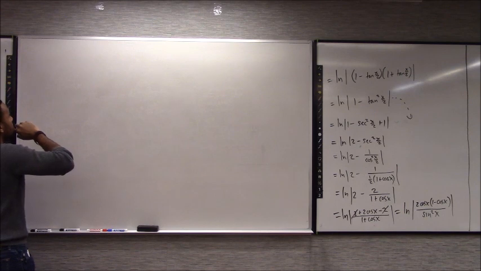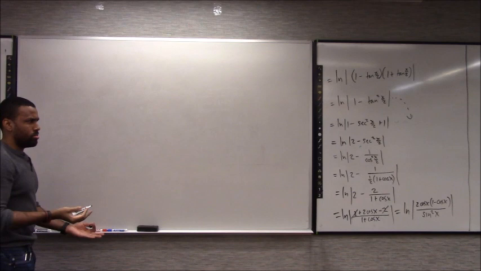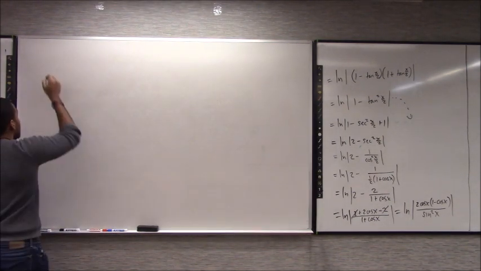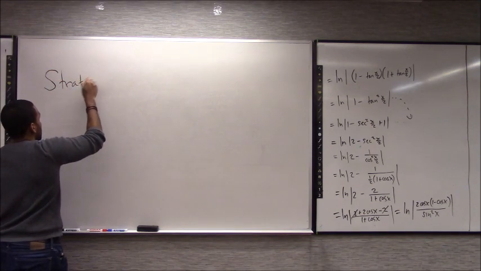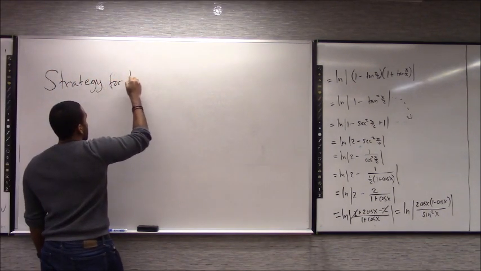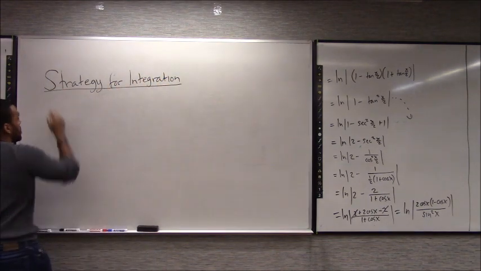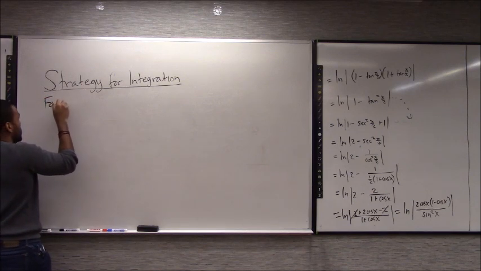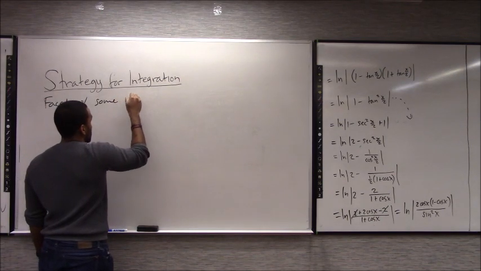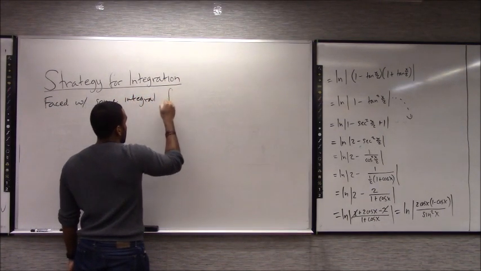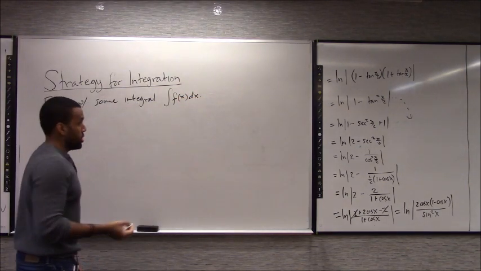What I want to talk about now is, because I've actually taught you all the techniques that I wanted to teach you, now I just want you to know how you are going to look at them. Strategy for integration. So you're faced with some random integral, f of x dx. How do you go about computing it?